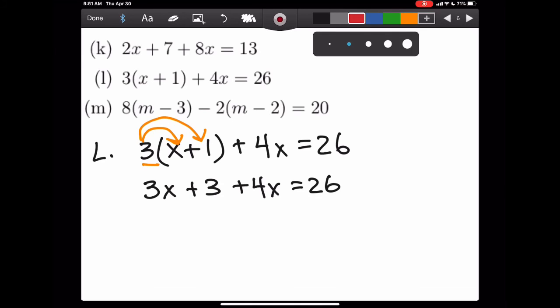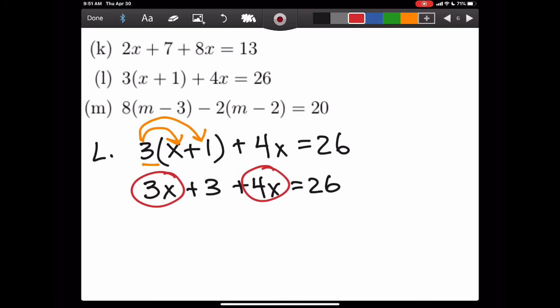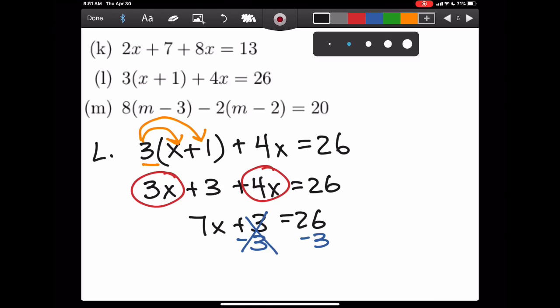And now I'm going to combine my like terms. Well, I have a positive 3x and a positive 4x. That's going to give me 7x plus 3 is equal to 26. Trying to isolate that x. So I'm going to move this positive 3 with a negative 3. Do it on both sides. These will cancel. Now I'm going to be left with 7x is equal to 23.